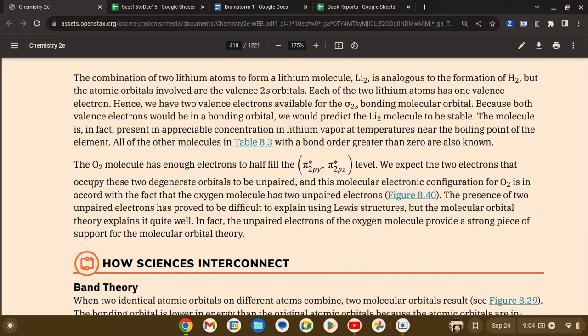The O2 molecule has enough electrons to half fill the pi star 2py and pi star 2pz level. We expect the 2 electrons that occupy these 2 degenerate orbitals to be unpaired, and this molecular electronic structure for O2 is in accord with the fact that the oxygen molecule has 2 unpaired electrons. The presence of 2 unpaired electrons has proved to be difficult to explain using Lewis structures, but the molecular orbital theory explains it quite well. In fact, the unpaired electrons in the oxygen molecule provide a strong piece of support for the molecular orbital theory.